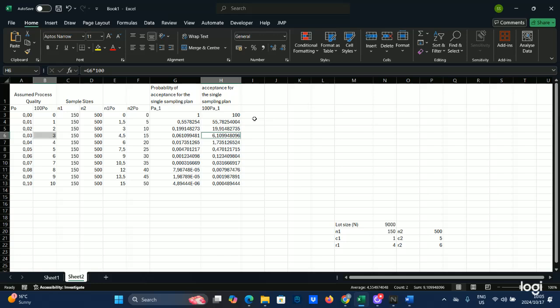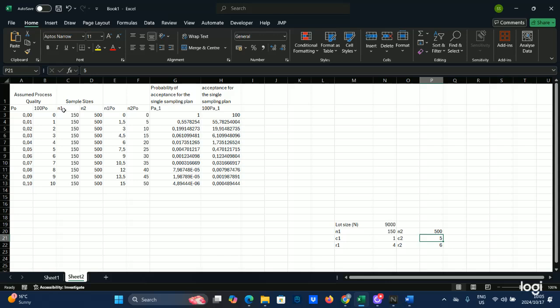As you can see, this is the data for the double sampling plan. This time they're going to take a sample of 500, and the acceptance number is five, which means they only accept the lot if they find five or less defectives. But now we have to consider that five, and even the single sampling plan.